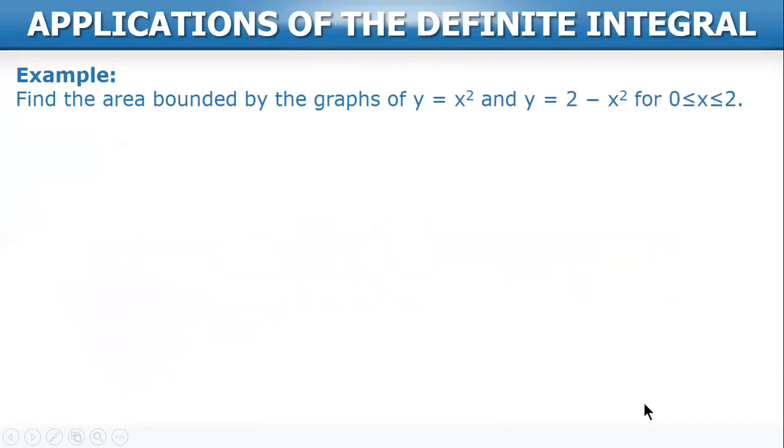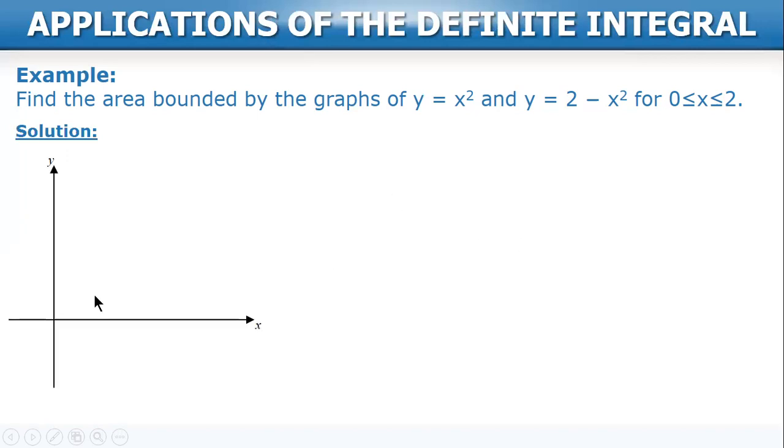Next one. Find the area bounded by the graphs of y equal to x squared and y equal to 2 minus x squared, for x greater than or equal to 0 and less than or equal to 2, or from 0 to 2. Okay.